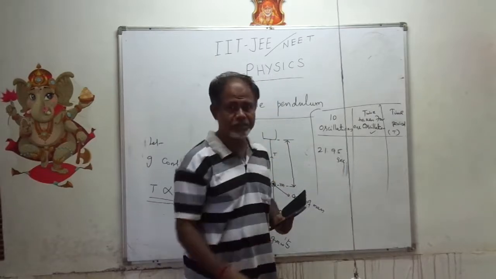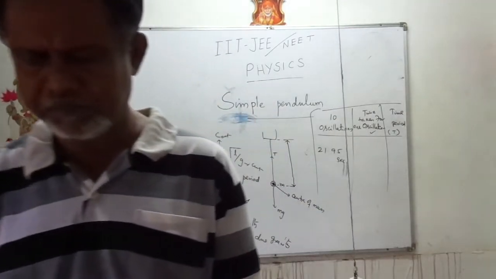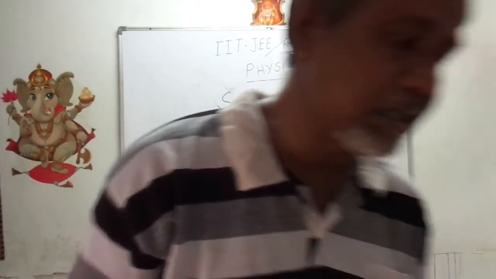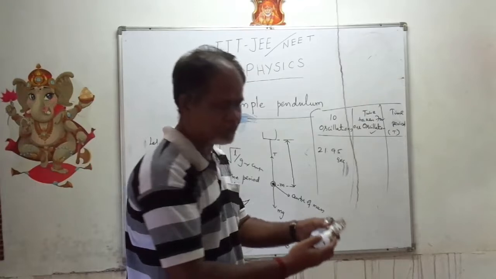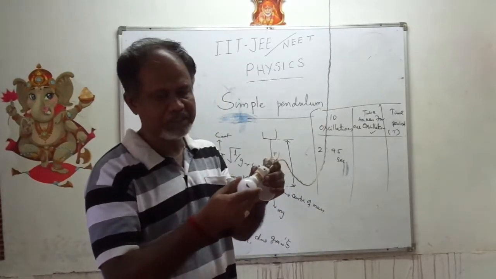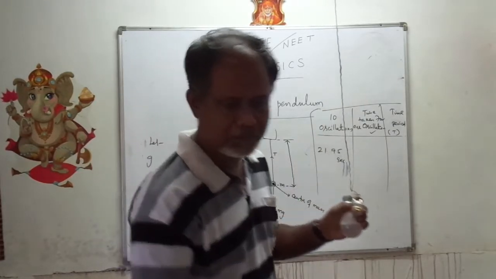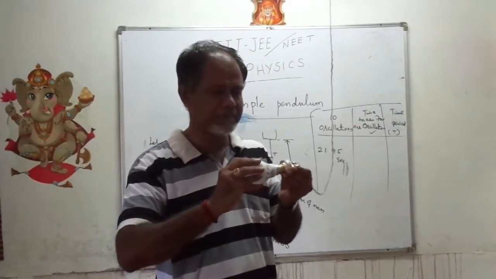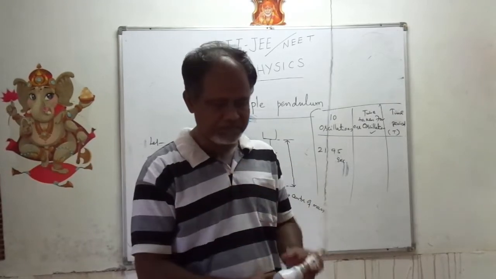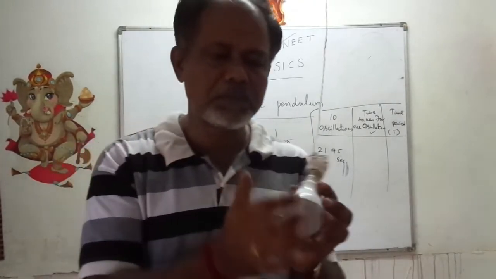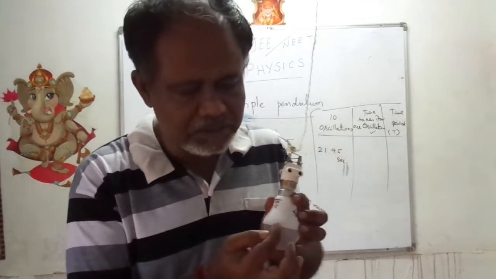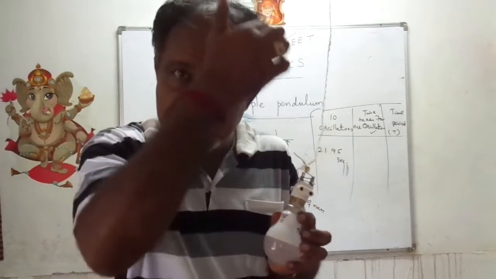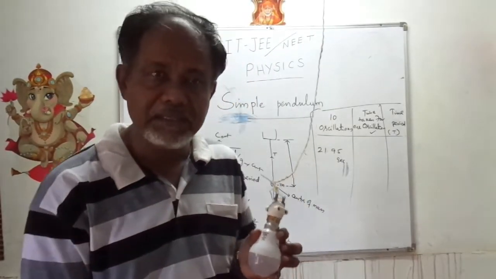I am not going to change the length at all. Now I am going to change the bulb. It's a small size bulb. I am removing this one and putting another, bigger one. Big size means the center of mass goes lower, so automatically the length will increase.